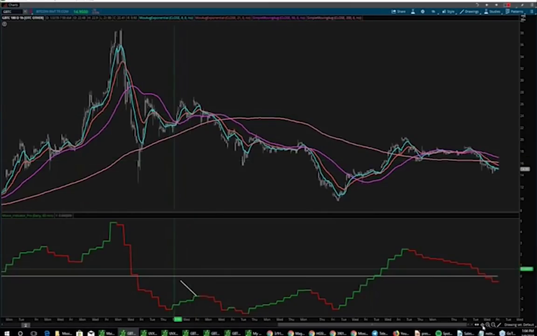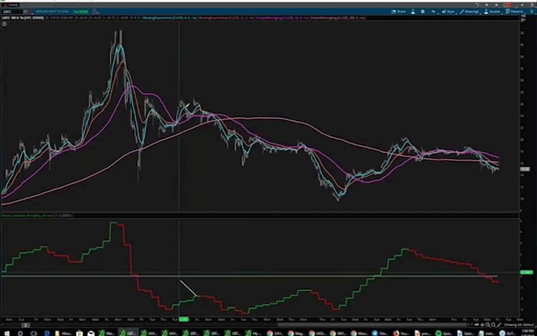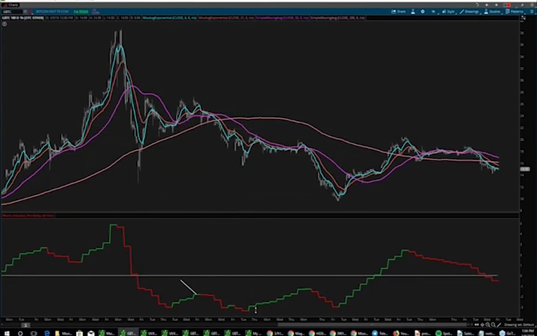Again, looking at our checklist. Is there divergence? I didn't really see any divergence. What about our two-part entry? Yeah, we had price over the moving average, but did we have the Moxie indicator over the zero line? Nope. And look what won, the indicator won, and pulled price down. So let's see if we can find anything else.